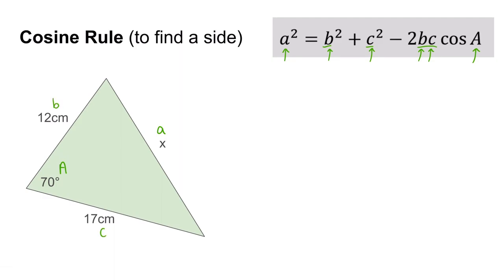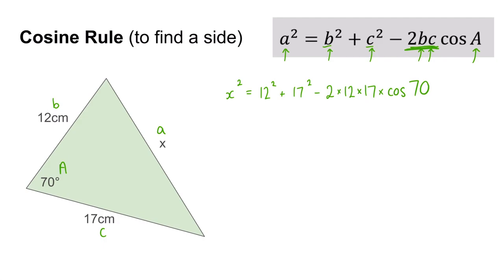Okay, so let's write out our rule in grey there, except we're going to swap in our a, b, c for what we saw in our diagram. So a squared, I had little a was x, so x squared, equals little b was 12, so 12 squared, plus little c squared, minus 2. When these letters are all next door to each other like this, it means we're going to times them. So 2 times little b times little c times cos, and then capital A, our angle, was 70.